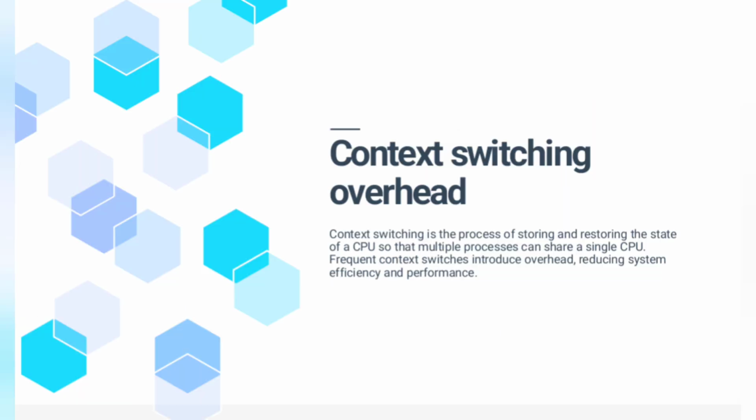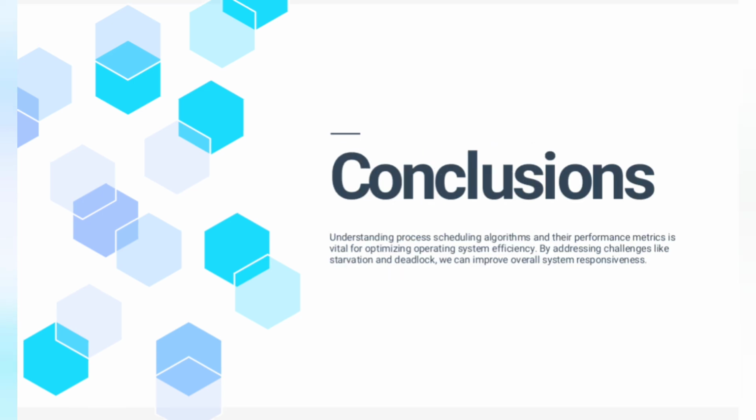Context switching overhead. Context switching is the process of storing and restoring the state of the CPU so that multiple processes can share a single CPU. Frequent context switches introduce overhead, reducing system efficiency and performance.